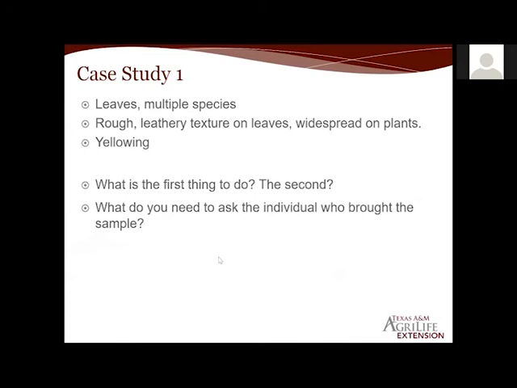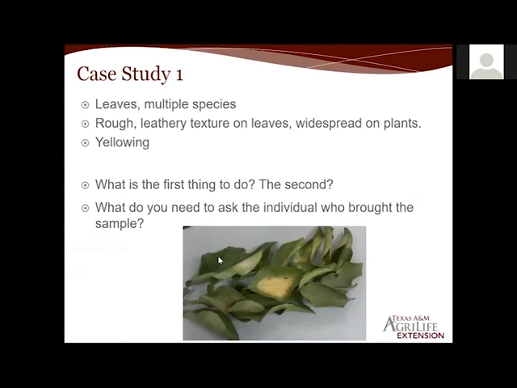Let's say someone brings you some leaves of multiple species. They all have a rough leathery texture and they're widespread on lots of different plants of the same genus. And there's some yellowing. So the first thing you would do would be ask the individual what the host is or what the plants are. The second thing is thoroughly inspect the plant. Take note of all the symptoms. And okay, so there's your little answer box, your host ID.